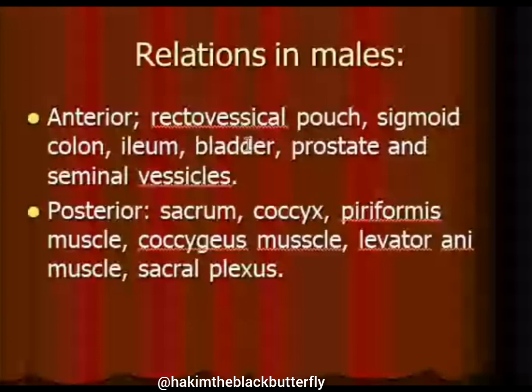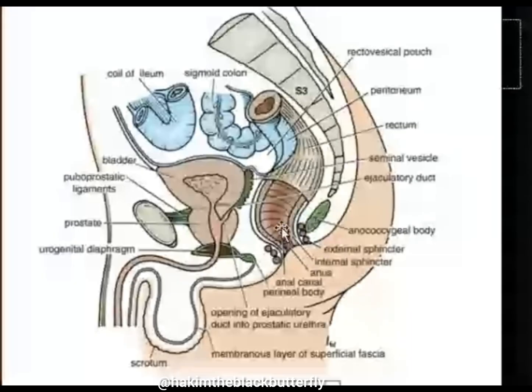What is anterior to the rectum in males? The rectovesical pouch, the sigmoid colon, the ileum, the urinary bladder, the prostate, and the seminal vesicle. Let's see. This is the rectum in males. What is anterior to it? The rectovesical pouch, the sigmoid colon, the seminal vesicles, part of the male reproductive system, the urinary bladder, the prostate. These are the structures anterior to the rectum in males.